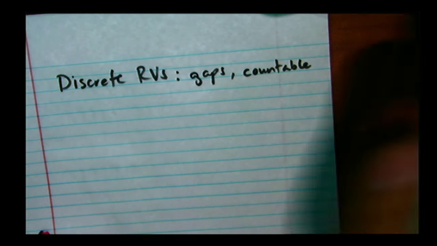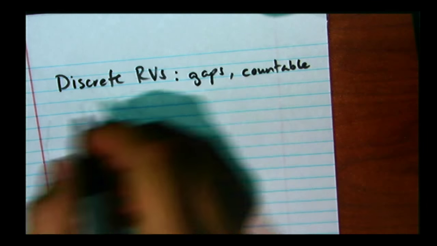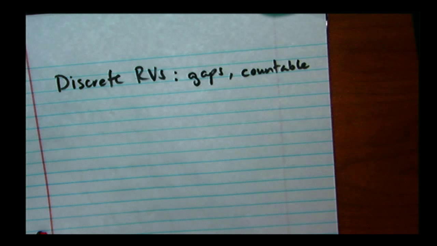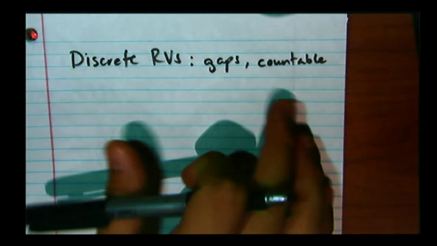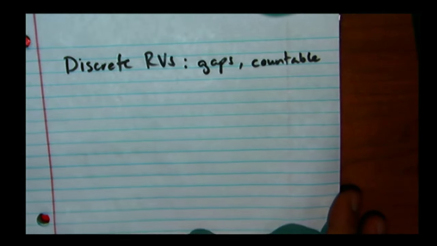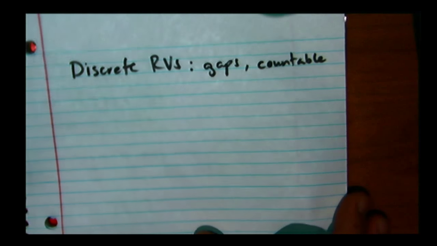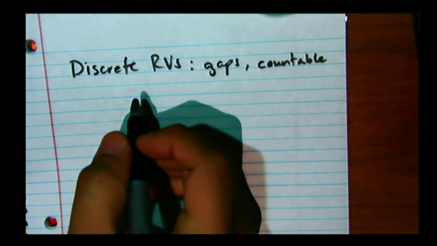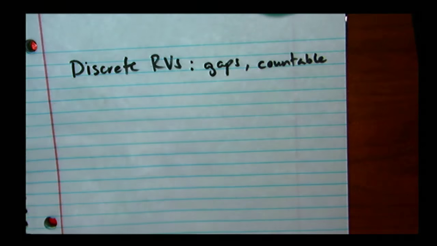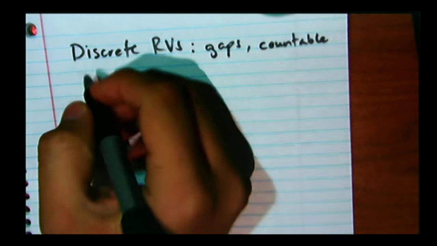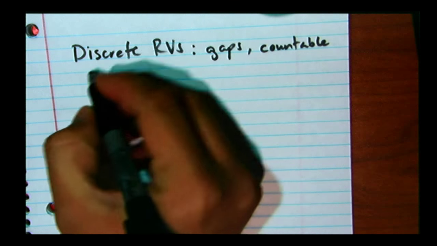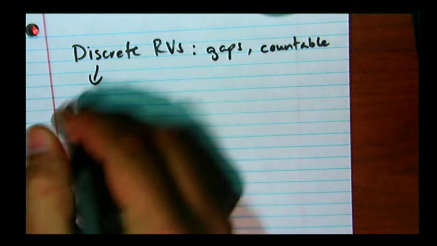Negative infinity to infinity. Then, of course, we get discrete random variables here. Discrete comes in a few different forms. It can be generalized to one particular form, and we'll get to that in a second. We also have the binomials, which is another type of discrete random variable.